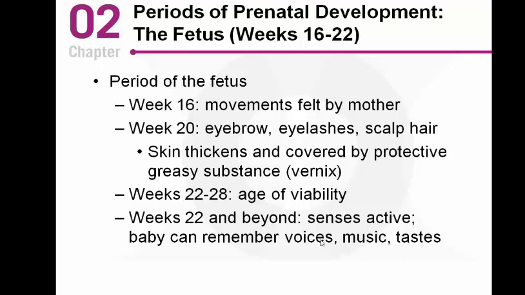Now it talks about the senses being active here. There's research to suggest that baby may be able to remember voices and music. So sometimes we sing to baby, read to baby, play music so that baby can start to recognize voices, and then be comforted by those voices after delivery. It talks about taste here, so there's some research to suggest that the kinds of foods that mom eats during pregnancy might then be foods that baby likes a little bit more later, potentially because of exposure to it early on. The sense that's going to take longest to develop here is going to be vision.